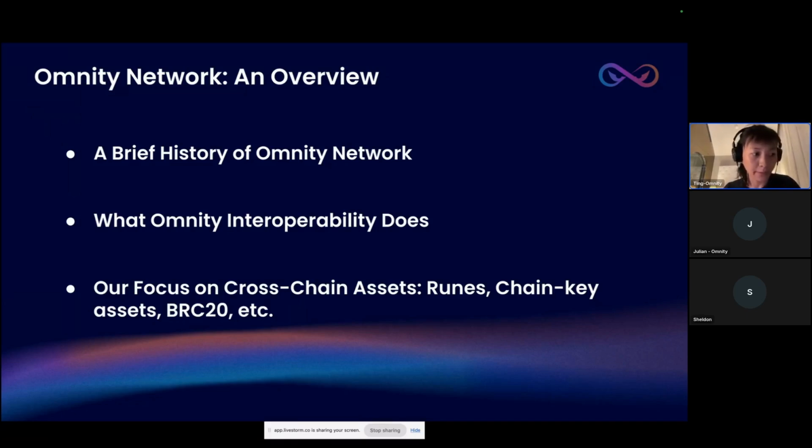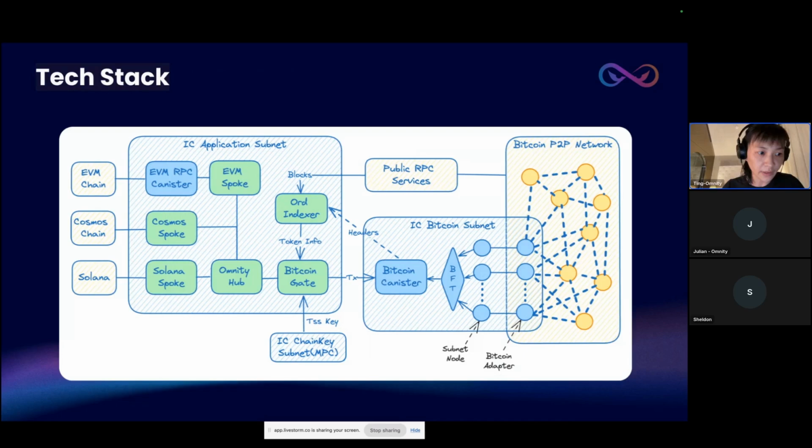So based on what Julian just mentioned about the Runes, I'm going to dive into the technical detail on the Runes development. I guess you can still see my screen, okay? Right. So this is our current application architecture and the implementation between the BTC and ICP network, and the layer 2 network.